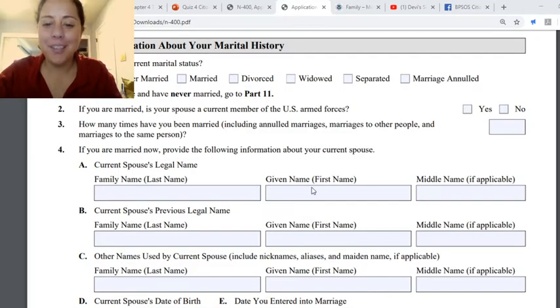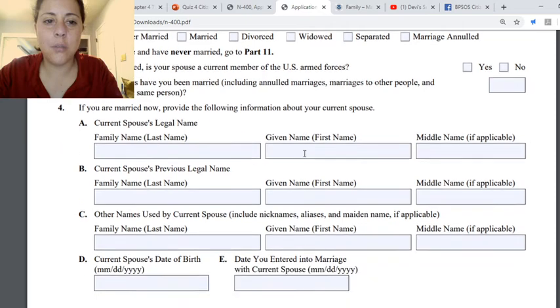Okay, hello class, and welcome back. Now we are going to look at the N400 application, information about your marital history. Remember, marital means married, divorced, widowed, single. When you are filling out the N400 application, you are going to choose one.